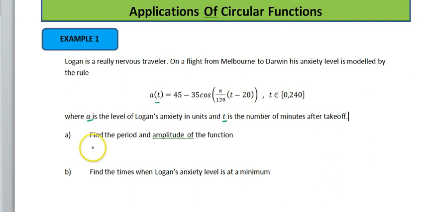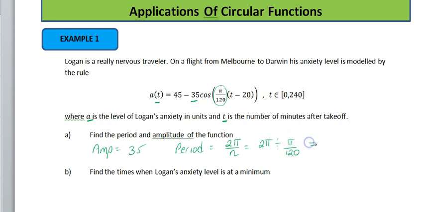So we know from everything we've done in the past that amplitude is the number in front of the sine or cos function. So in this case it's 35, and the period as given by the rule 2 pi over n, where n is the number or value in front of the angle. So in this question it's 2 pi divided by pi over 120. And a reminder again, when we divide by a fraction we multiply by its reciprocal, so that ends up being 240 minutes. So a couple of easy marks there.